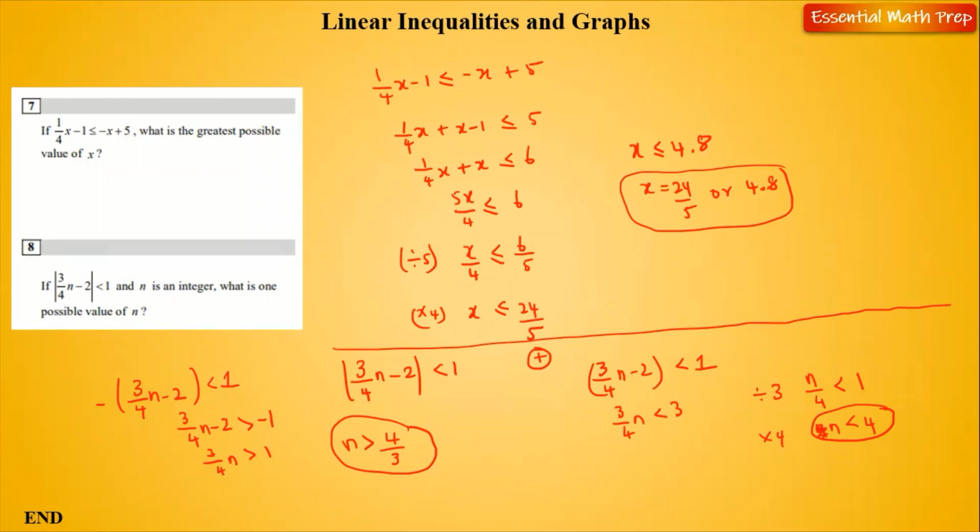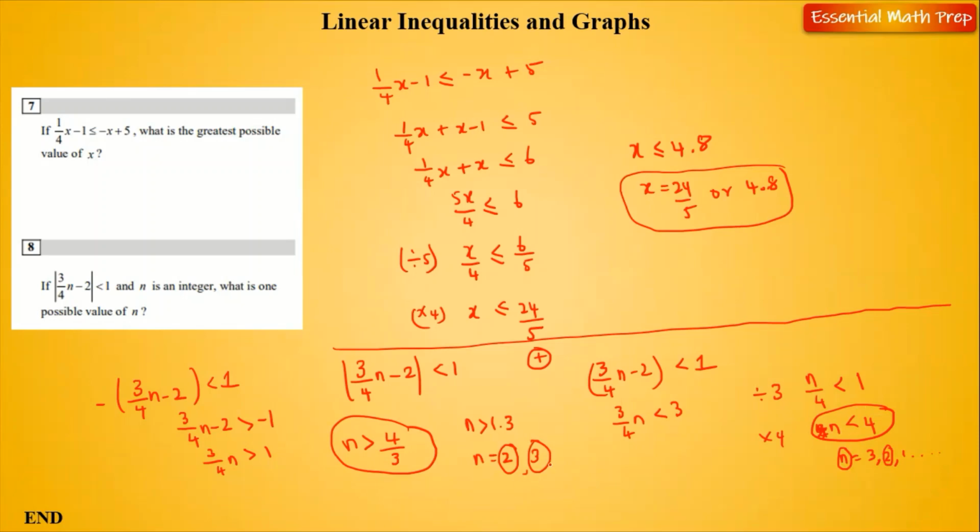It's only asking for one possible value, right? So what's 4 over 3? 1.3. So n is greater than 1.3. So let's say n equals 2, and n is less than 4, n equals 3, 2, 1, and so on. So in both cases, 2 is a likely candidate, right? In this case, you can have 3 as well, then 3 is possible. But I don't think you can go any further than that, because then this expression fails.